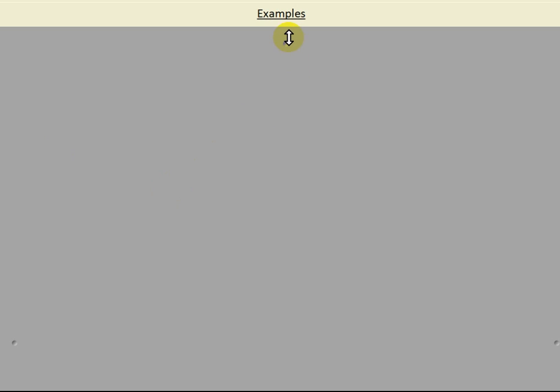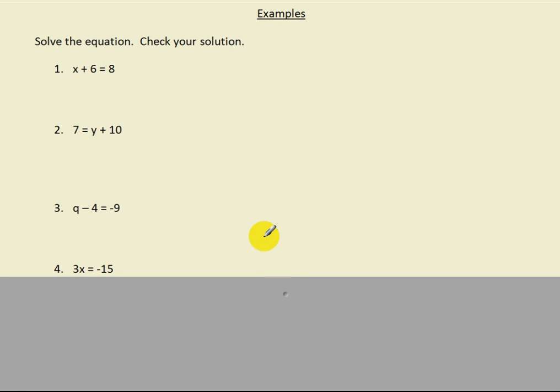So let's look at some examples. Solve the equation and then check your solution. So we have x plus 6 equals 8. Inverse operation says subtract 6 from each side. So we get x. 6 minus 6 is 0, so we don't need to write it. 8 minus 6 is 2.